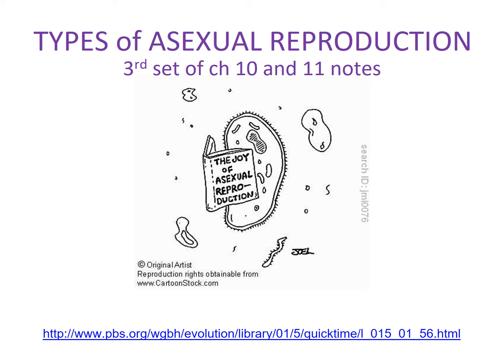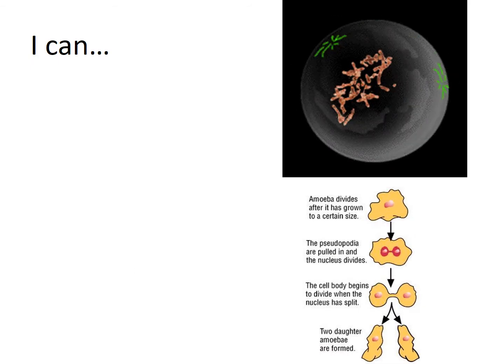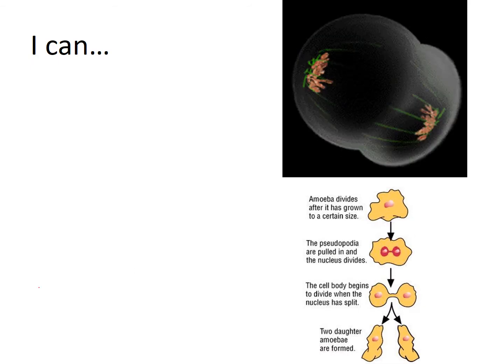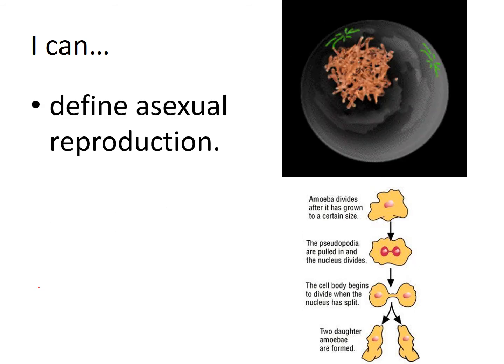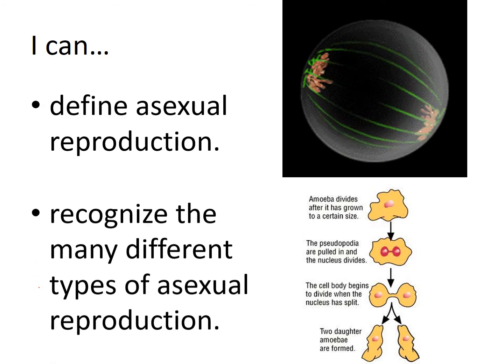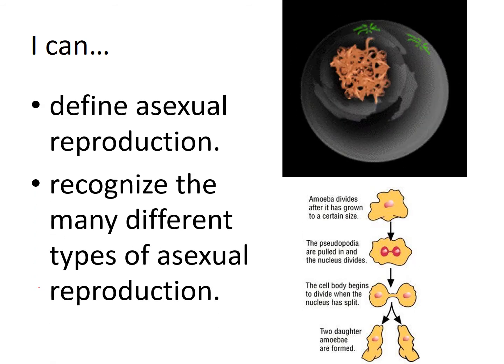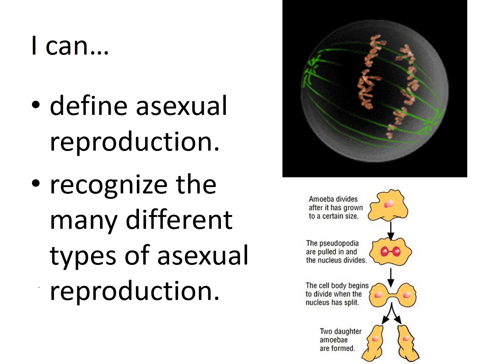All right, so let's continue with mitosis. So we did mitosis, understanding the cell cycle, but now we're going to go into asexual reproduction. So I can define asexual reproduction and recognize the different types of asexual reproduction.